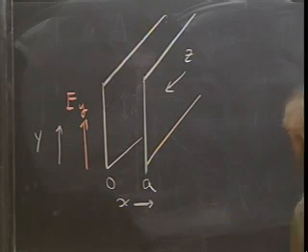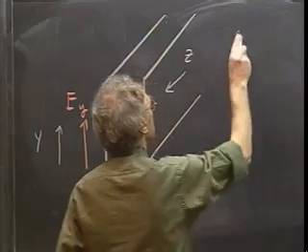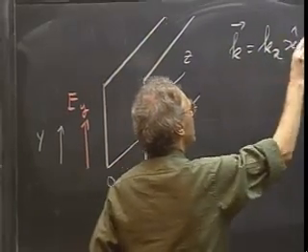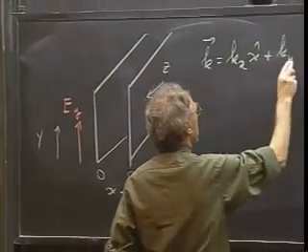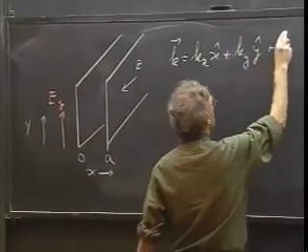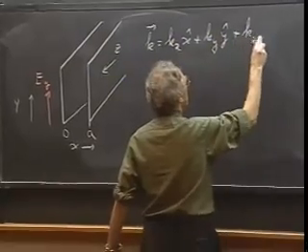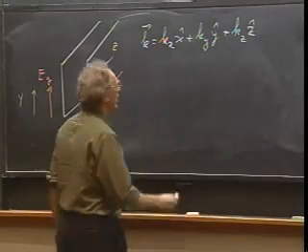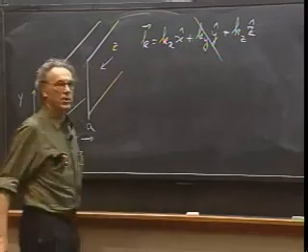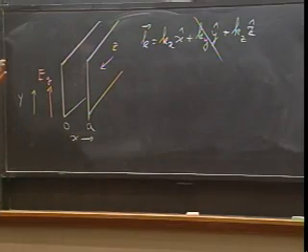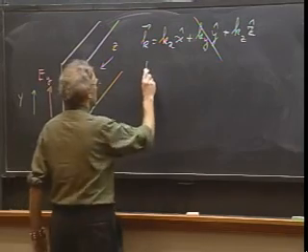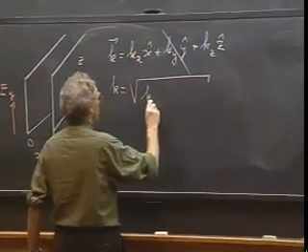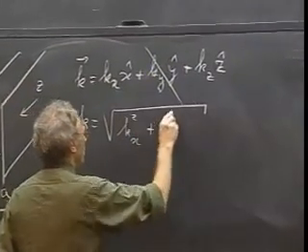Well, K, this is beginning to be boring now, it's Kx times x roof plus Ky y roof plus Kz z roof. And this, by the way, is 0 because there's no dependence of the E field in the y direction. So Ky is 0. So K is the square root of Kx squared plus Kz squared.